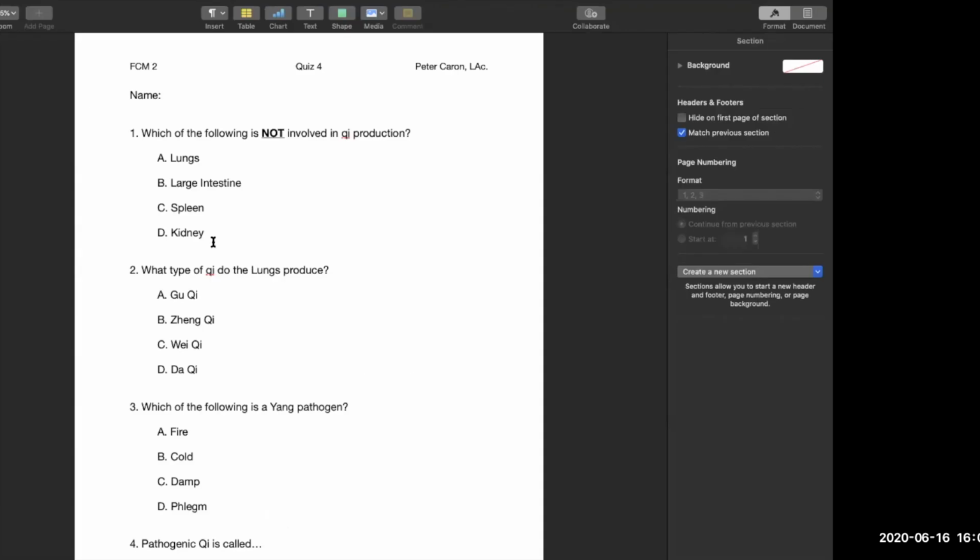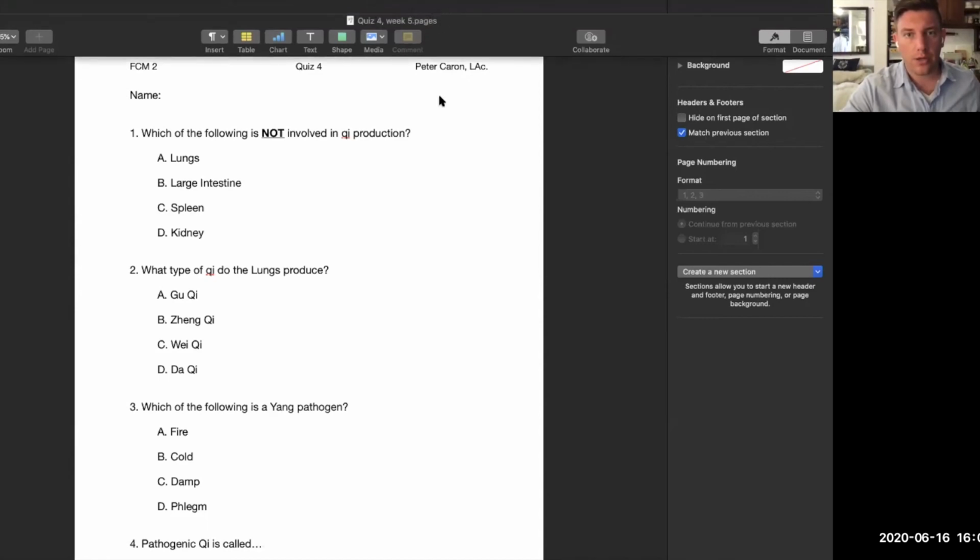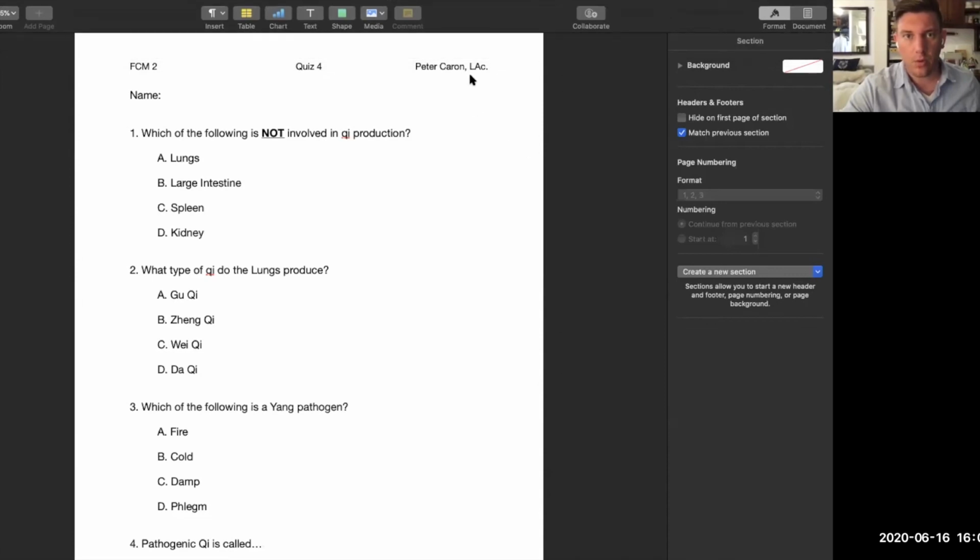Okay, so this would be an example of some of the quizzes that we're gonna be working off of. On a certain level, every organ is involved in chi production, but at the same time, some organs are more involved than others. So feel free to just type that in the chat. Which of the following is not involved in chi production?